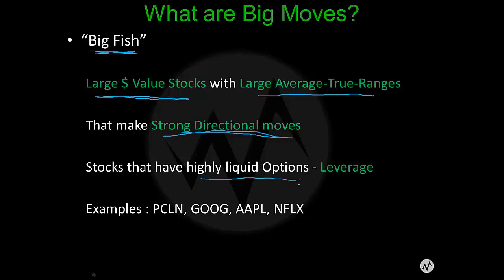Now, this is optional. It's something that you don't have to do if you don't like trading options. But let me tell you, I'm an options trader, and the ability to trade options in this strategy greatly increases the leverage and consistency of being able to get in with minimal risk. Okay, so again, stocks with highly liquid options. The examples of these big fish type stocks are Priceline, Google, Apple, Netflix. I just pulled those 4 out, but they're very good examples, and there are more, but those are the ones that I like right now.